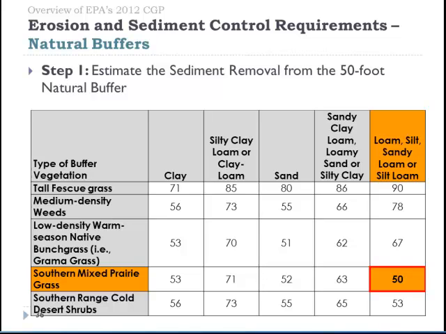And just to note, these tables are provided to help permittees make this determination, but we would also accept calculations that you make on a site-specific basis if you find that the tables don't apply to your site, or if you want to use your own site-specific information. So in this example, the operator previously determined that they have silt soil type and prairie grass vegetation. So looking at the table, they would determine that a 50-foot buffer on their site would achieve a 50% sediment removal.